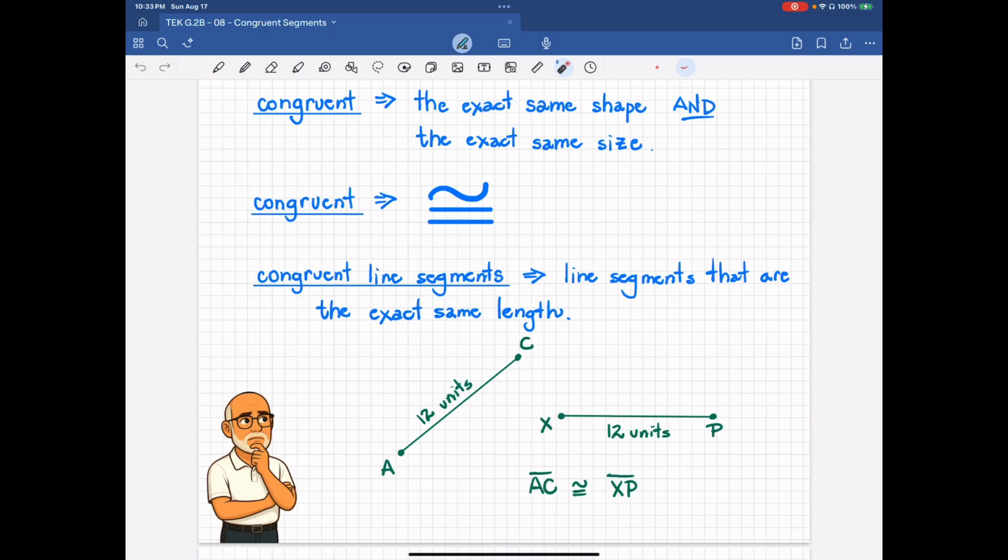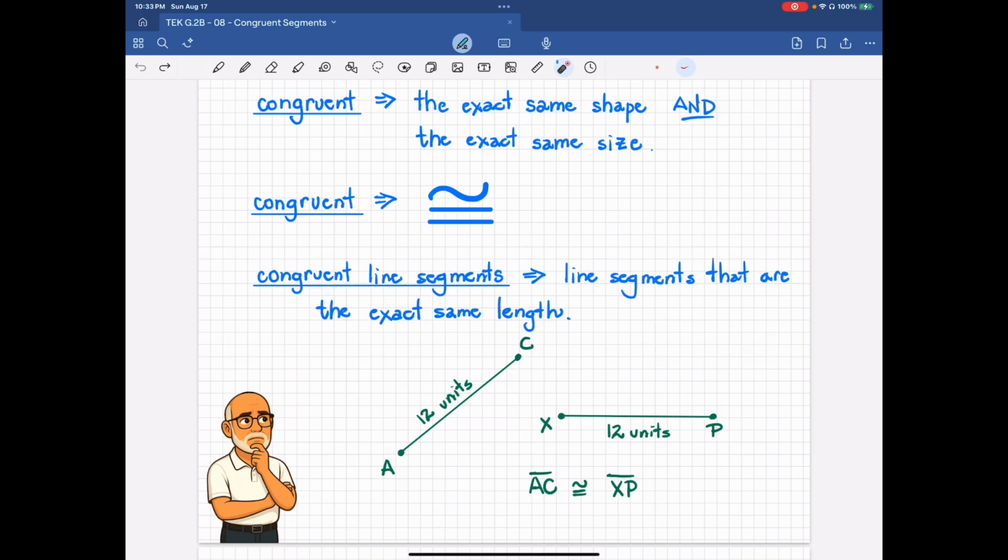The symbol for congruent looks like an equal sign with a squiggly line on top of it. This is the symbol which means congruent. Congruent line segments are line segments that have the exact same length. For example, we have line segment AC and we have line segment XP. One is 12 units and the other is 12 units, so they have the exact same length.